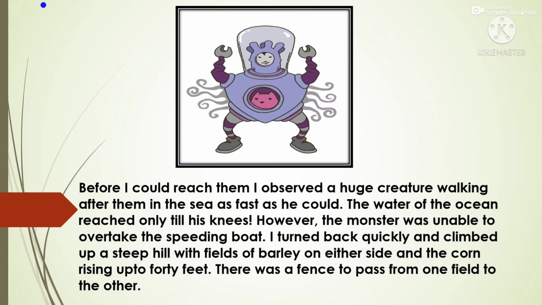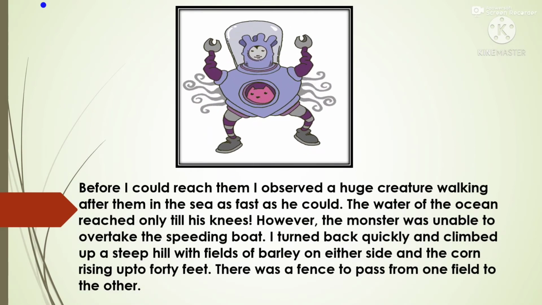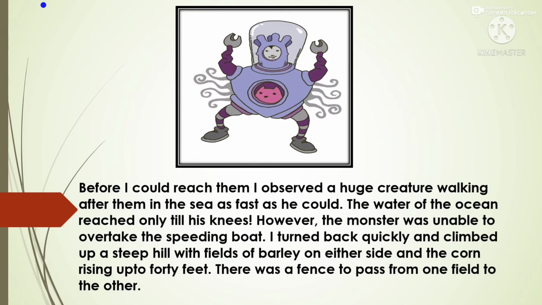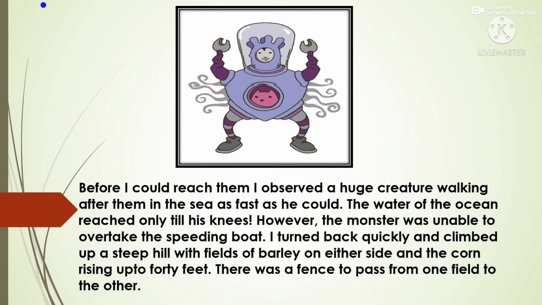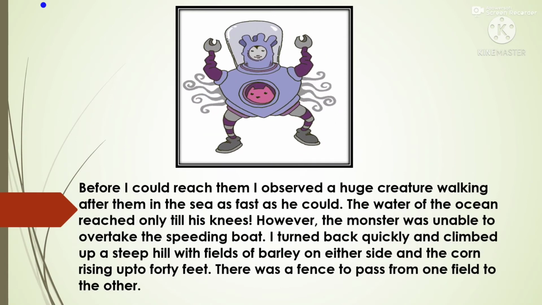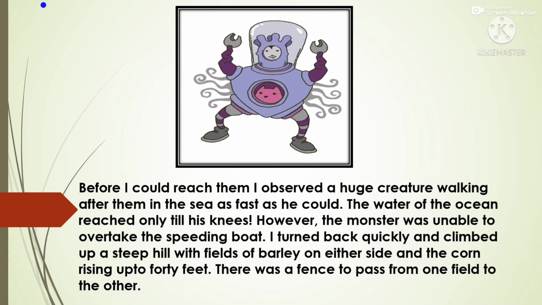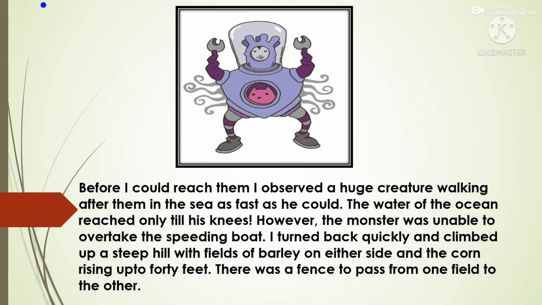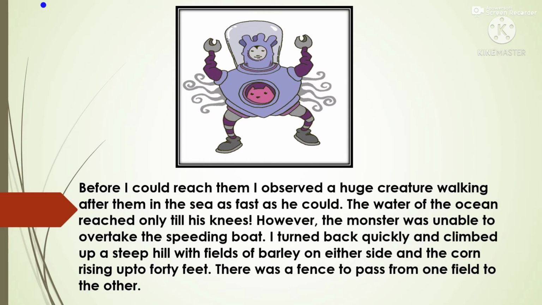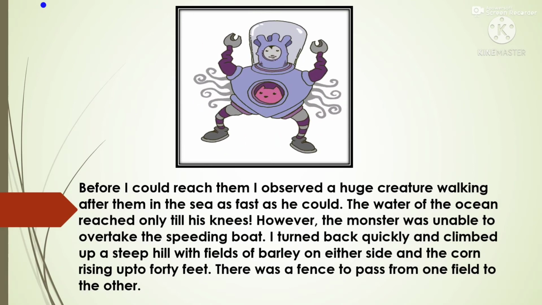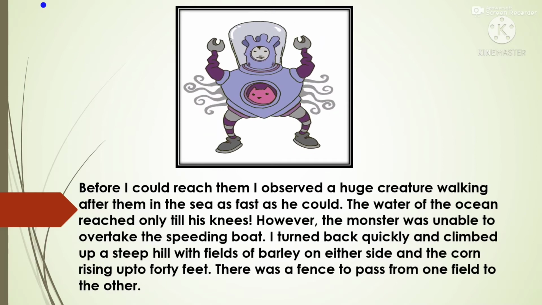Before I could reach them, I observed a huge creature walking after them in the sea as fast as he could. The water of the ocean reached only to his knees, so the creature was so high that the water of the ocean only reached his knees. However, the monster was unable to overtake the speeding boat. The speed of the boat was very high as compared to the monster, so the monster was not able to overtake or reach the speeding boat.